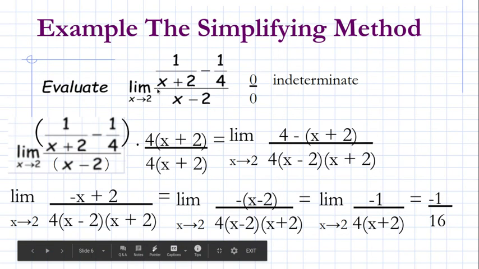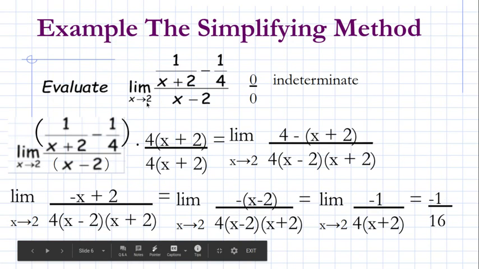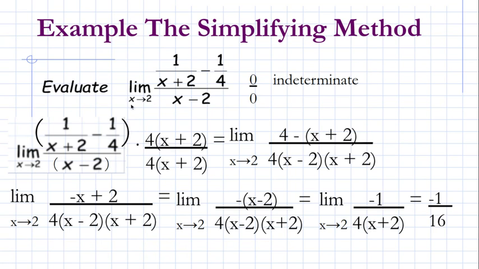And then if you wanted to check this on the graphing calculator, check to see that we are approaching negative 1/16 as x approaches 2 from the left and right. All right, so again, this function would have a removable discontinuity at x equals 2. It would actually have a non-removable discontinuity at x equals negative 2, because when you plug negative 2 in, we get 1 over 0, which, again, is not indeterminate, that's undefined.